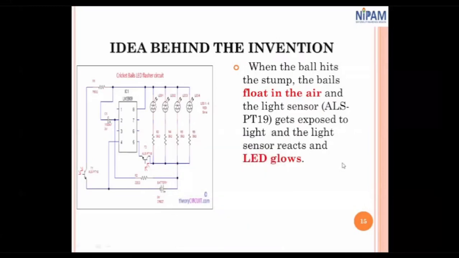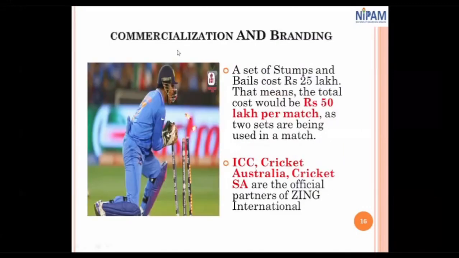Then, after realizing that yes, this invention is innovative, is something new in the market, the Australian Patent Office has granted the patent. Now, in the upcoming slides, you will be seeing the magic after he has been given the IPR. As I was talking about the commercialization and branding, you see a set of stumps and bales costs rupees 25 lakhs. That means the total cost would be 50 lakhs per match. In a particular match, as we know, there are two pairs of stumps used. So Mr. Eckerman's company is getting 50 lakh rupees for the match.